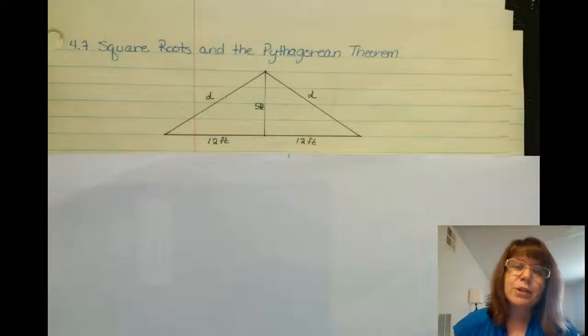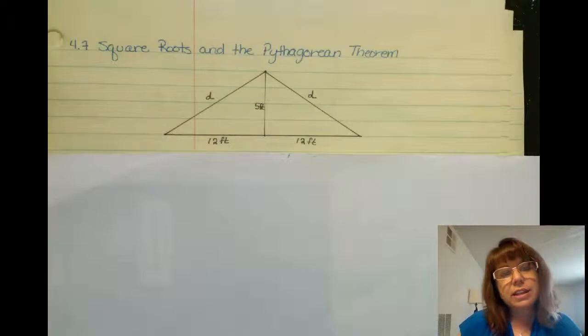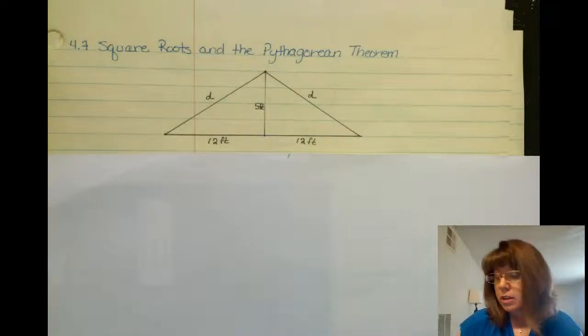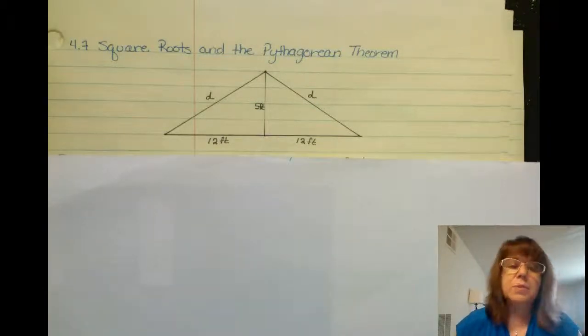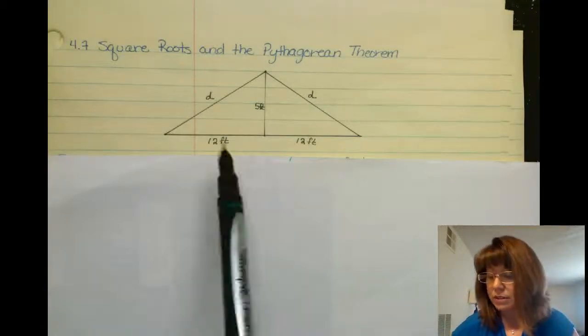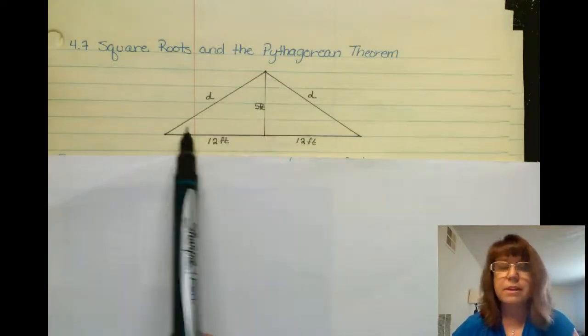So in this lecture we're going to talk about square roots as well as calculating diagonals of right triangles, which is the Pythagorean Theorem. For example, let's pretend that this is a side profile of a roof line, and you have your house down here and you have your rooftop.